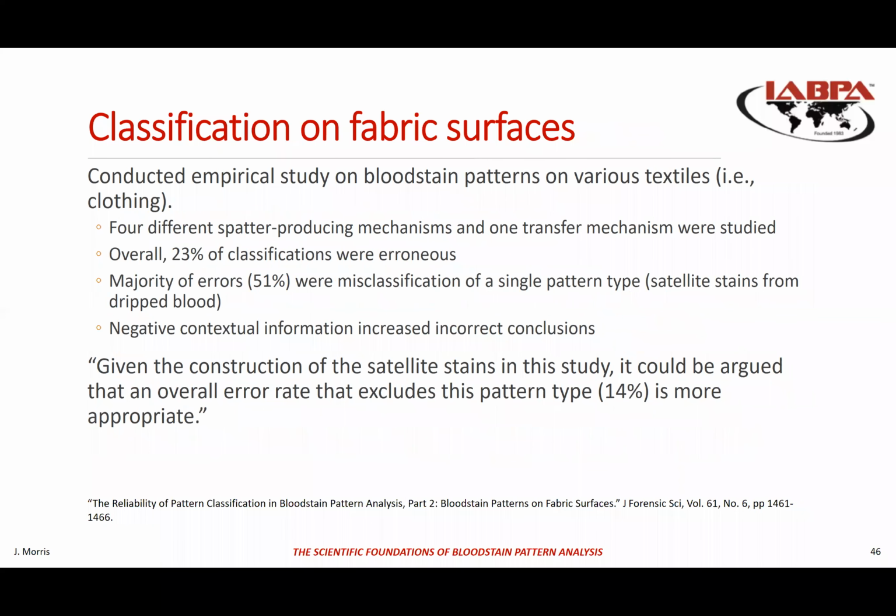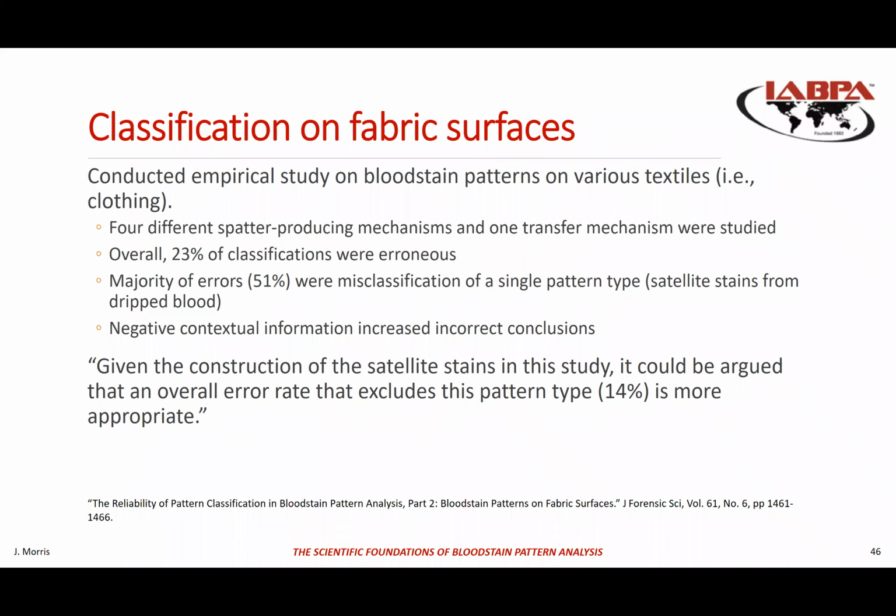The second study that was done by this group, instead of looking at rigid, non-porous surfaces, looked at fabric and clothing. And here, 4 spatter-producing event mechanisms were investigated, as well as a transfer mechanism. And overall, 23% of the time, the answers were wrong. Now, this is 10% higher than what we had before.